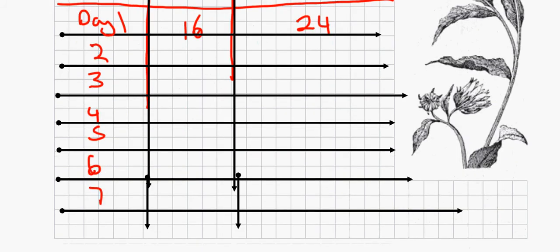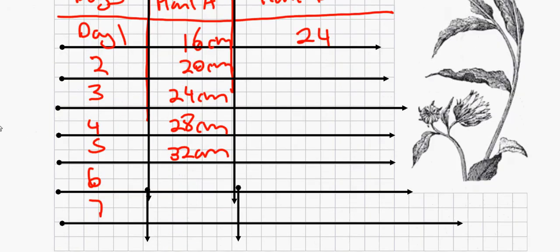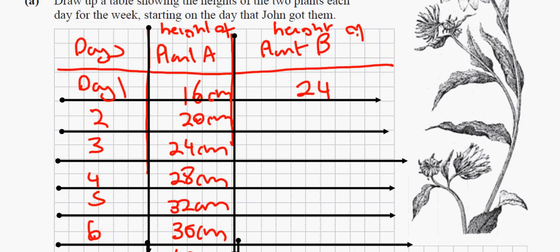So basically with the 16 centimeter plant, just keep adding on 4 centimeters because it grows 4 centimeters a day. So that's not too bad. 32 centimeters. Then it's going to be 36 centimeters. 42 centimeters. And for the second one, it grows at a slower pace. So eventually they should overtake each other, okay? Plant A should overtake plant B because plant B doesn't grow as fast as plant A.